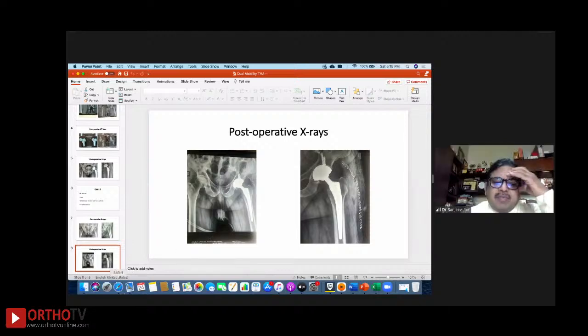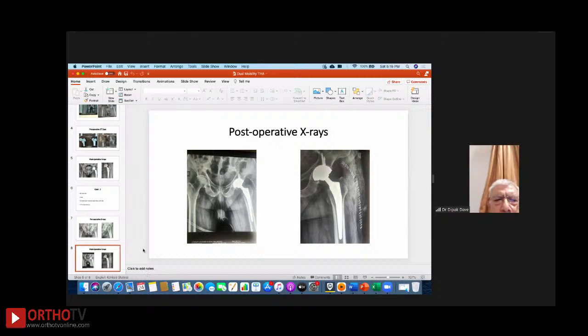Yeah, correct. So that is one of the indications suggested in the literature. Even at one of the recent meetings of the ISH, they were talking about diameter less than around 44 or 46, one may think about a dual mobility. Both these cases had cups around that size, one was 44 and one was 46. So that was not the real indication for me. But there was Parkinsonism and old paralysis, which was my indication for doing that.